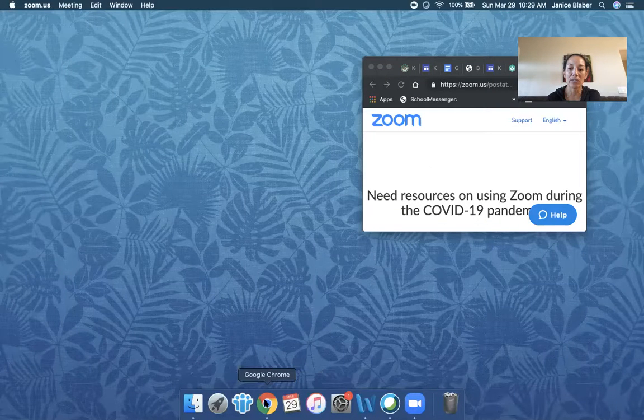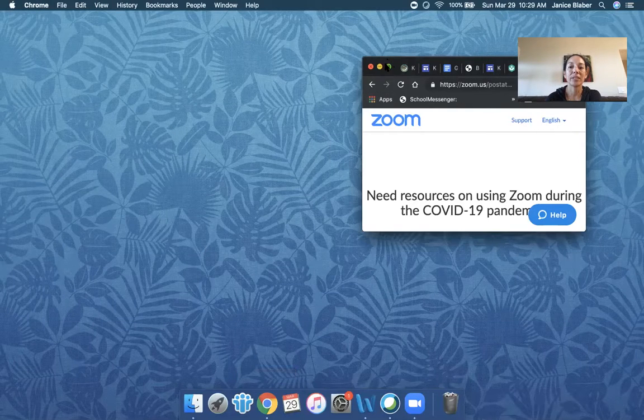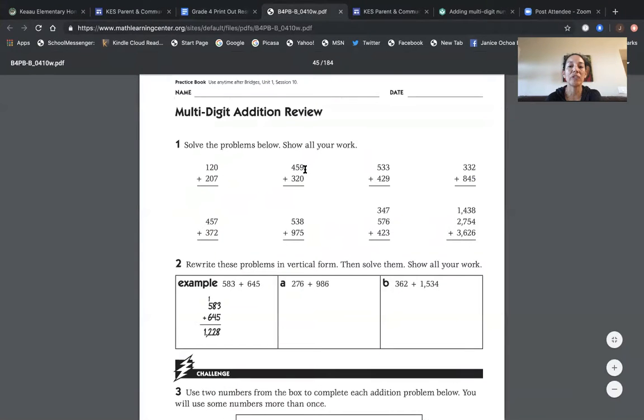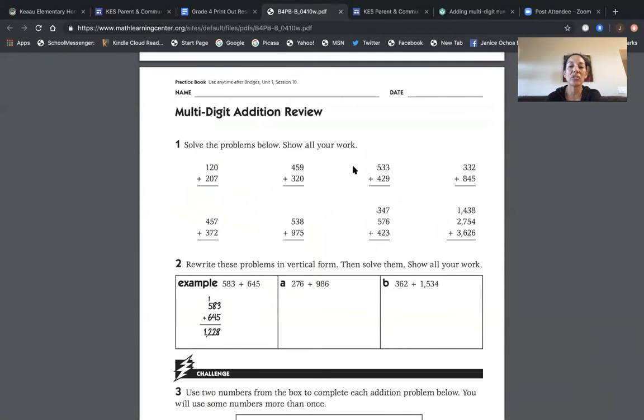Let me show you what the rest of the problems look like. Here they are. Okay, so 459 plus 320, 533 plus 429. I think what I would like to do with you guys is this problem here. 533 plus 429. That would be like maybe the last problem we'll do together. So Mrs. Blaber is writing it down. You guys can work on it right now while you're waiting for me. And I'm going to go to my whiteboard.